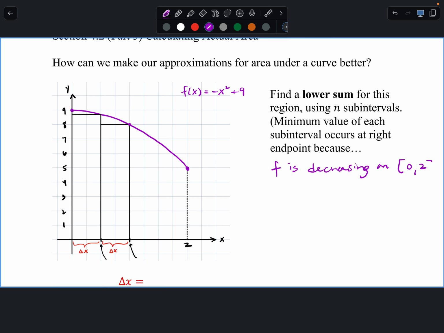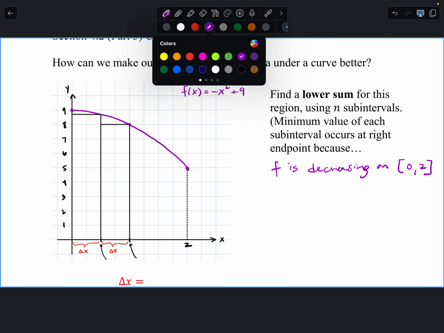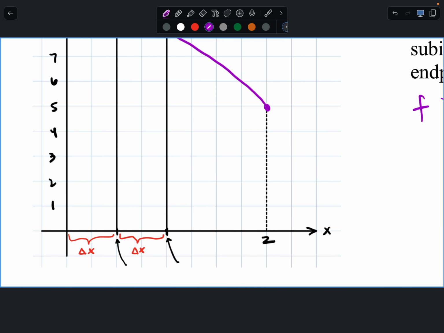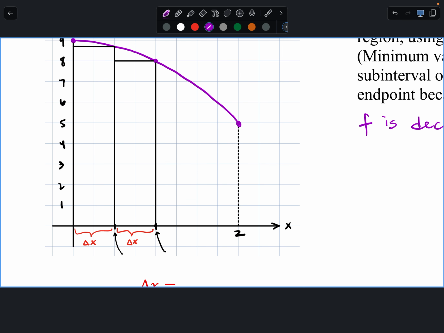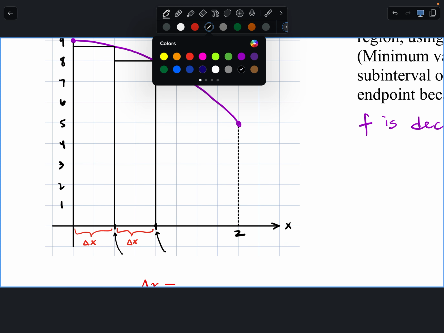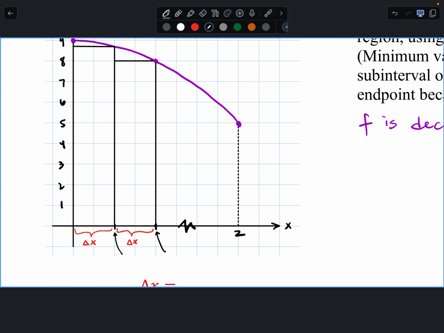What do you think, Dennis? 4 over n. 4 over n, 2 times delta x, which is 2 over n, so that would be 4 over n, and then times 2 over n, since that's still delta x. So that would represent the area of the second rectangle.